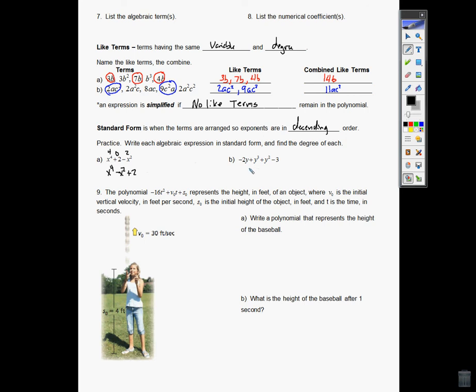Why don't you go ahead and try placing b in descending order, and then we'll go over that one in class. Remembering that we want the terms, each monomial in the polynomial, to go from greatest degree to lowest degree.